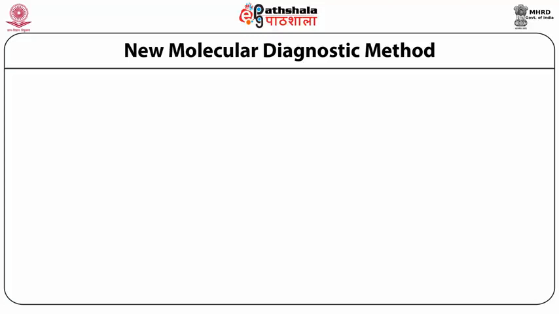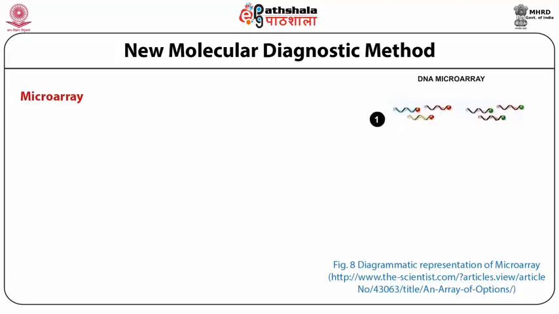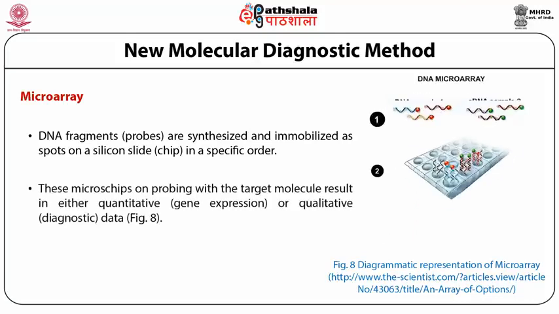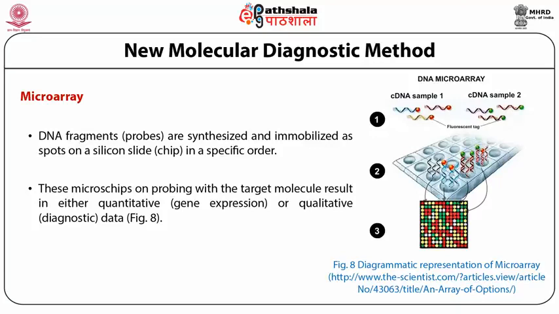In addition to these, several newer diagnostic methods have come up which have really helped the clinician in the accurate and fast detection of the pathogen. The most important of these techniques is microarray. In the microarray technique, DNA fragments are synthesized and immobilized as spots on the silicon slide or chip in a specific order. These microchips, on probing with the target molecule, result in either quantitative or qualitative data on gene expression.